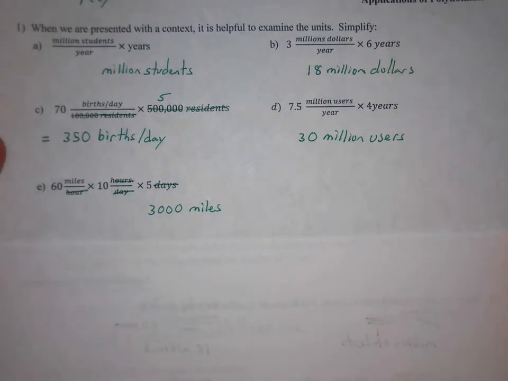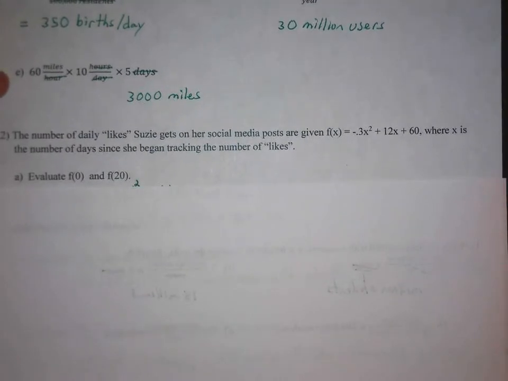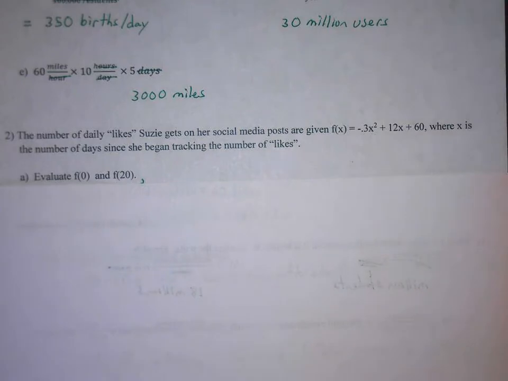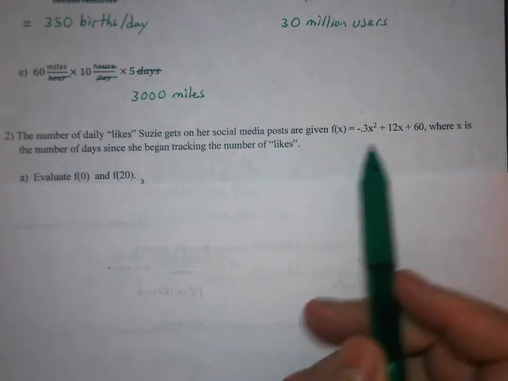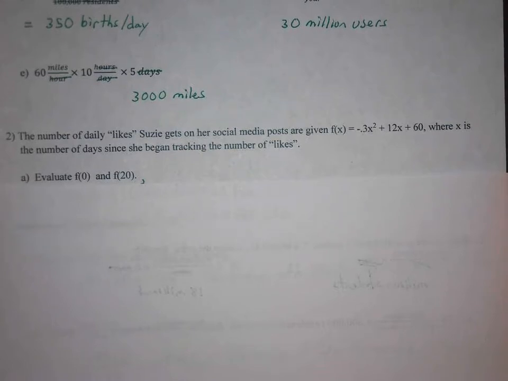Okay, so hopefully by looking at those, you can see that looking at the units or the words will help make sense of how to interpret your answer. So moving on to number 2, I give you just kind of a stupid example here. The number of daily likes Susie gets on her social media posts are given by f of x, where x is the number of days since she began tracking the number of likes. So evaluate f of 0 and f of 20.